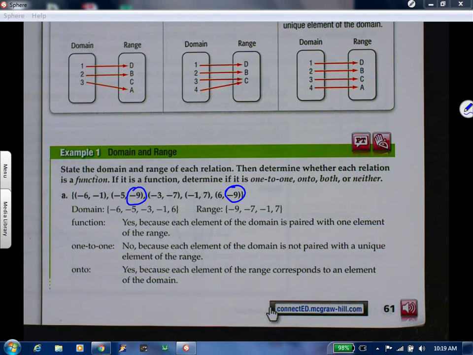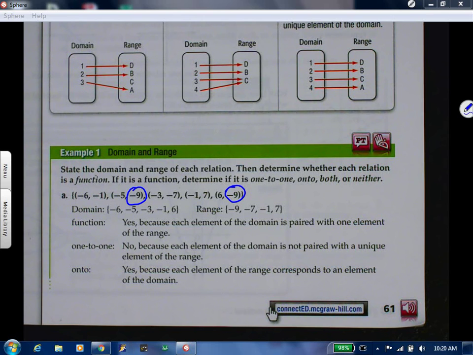Okay, so is it a function? Does every element here go to one specific answer over here? Does every question have one answer? So the sharing here is okay. So if X is -6, how many answers do you have? One answer, the answer is -1. If X is -5, how many answers do you have? One answer. Okay, X is -3, you have one answer. -1, you have one answer. 6, you have one. Where you would have an issue is if you have -5, -9, then you have -5, -7.